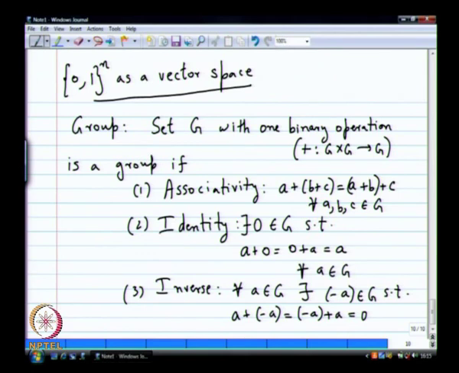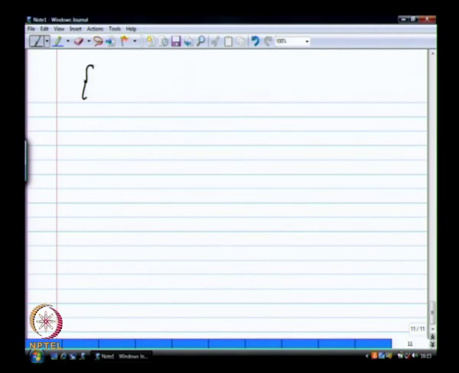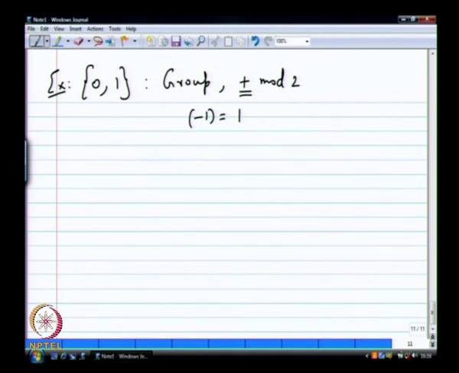There are lots of examples I can give you. The most interesting example for us is {0,1}. This can be a group with what operation? Addition modulo 2. What would be the identity? 0. The inverse of 1 is 1 itself. That's the interesting part here: minus 1 is the same as 1. When you have addition modulo 2, that's important. So this is an example of a group. Of course, there are many more complicated examples of groups.